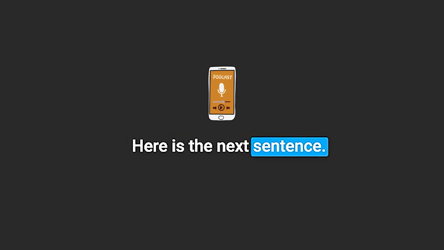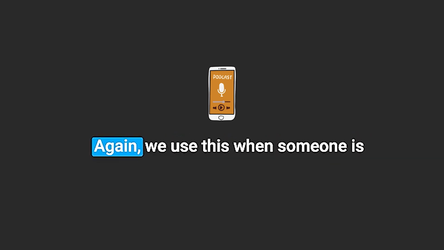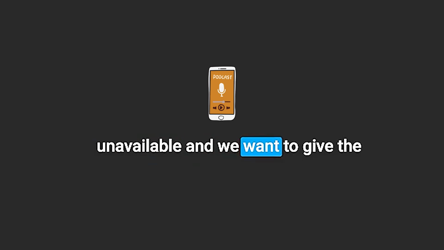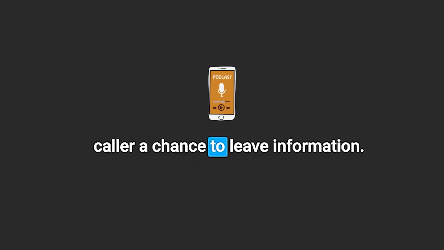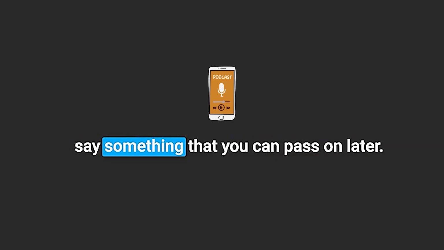Here is the next sentence. Would you like to leave a message? Again, we use this when someone is unavailable and we want to give the caller a chance to leave information. You're politely asking if the caller wants to say something that you can pass on later.